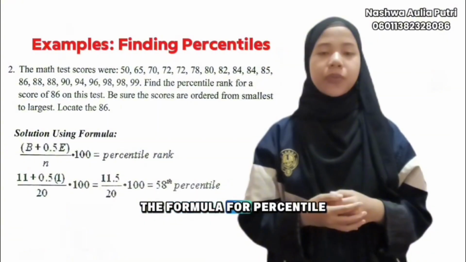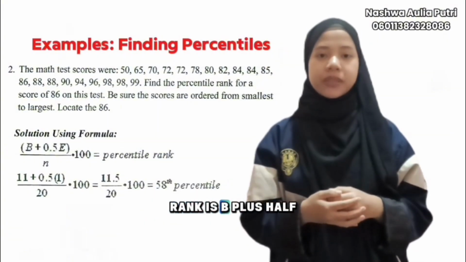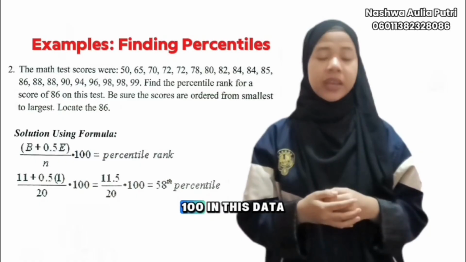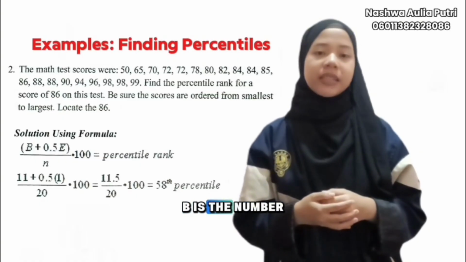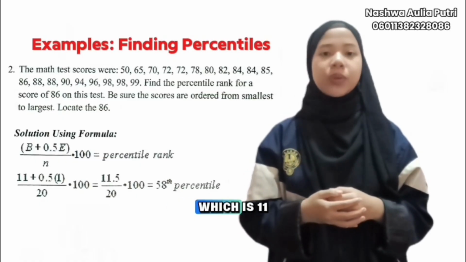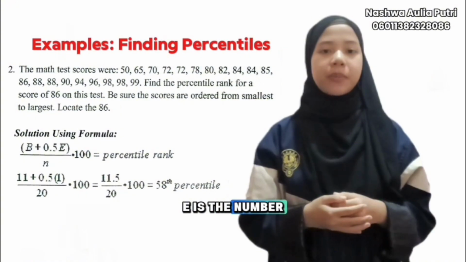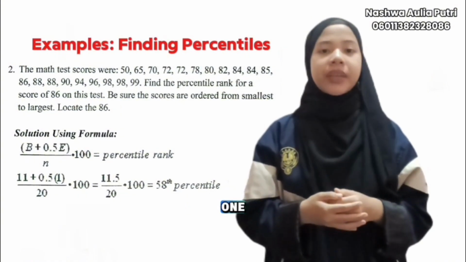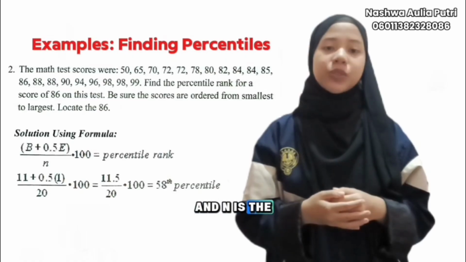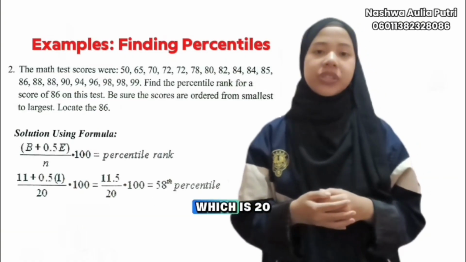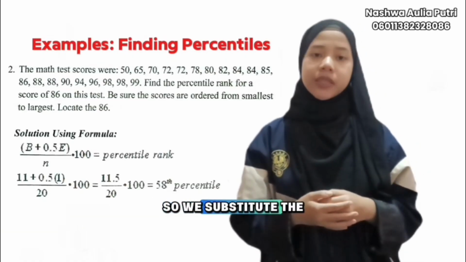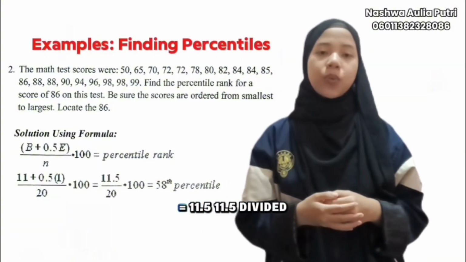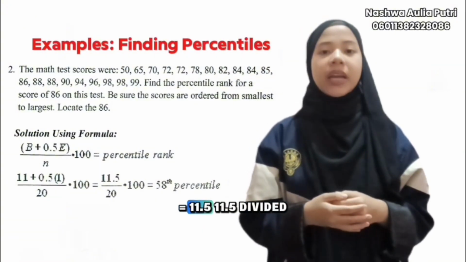The formula for percentile rank is B plus half of E divided by N times 100. In this data, B is the number of scores below 86, which is 11. E is the number of scores equal to 86, which is 1. And N is the total number of scores, which is 20. So we substitute the values into the formula. 11 plus half of 1 equals 11.5.